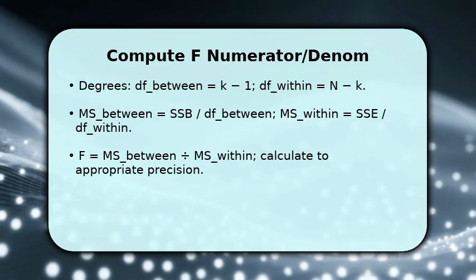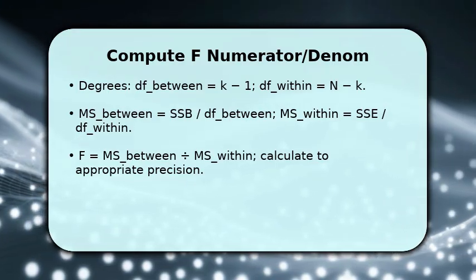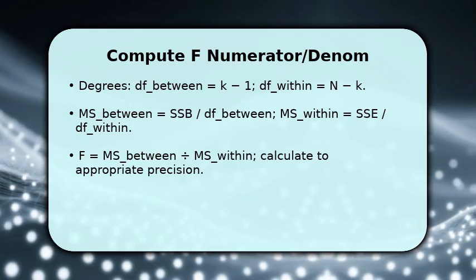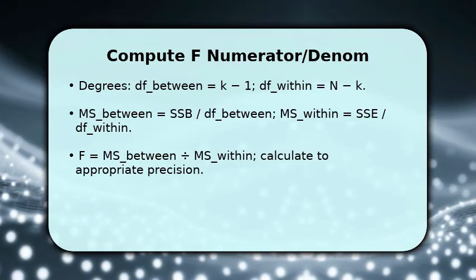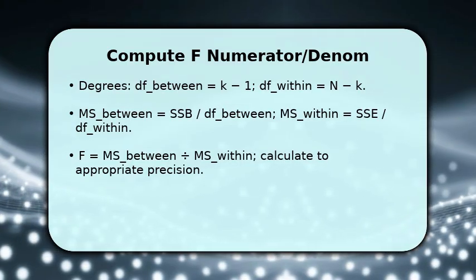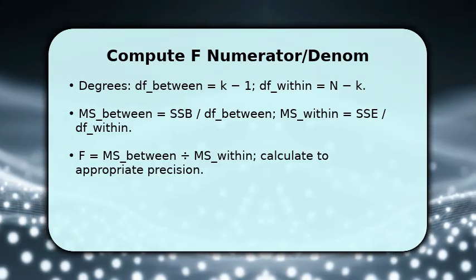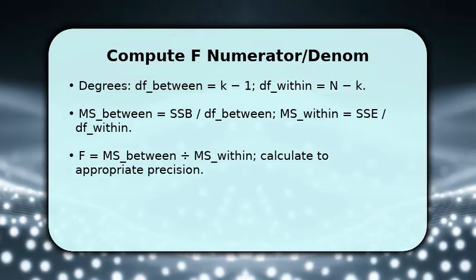Once you have both mean squares, compute the F statistic by dividing MS between by MS within. You do this because F compares explained variance to unexplained variance. A larger ratio indicates group differences beyond sampling noise.